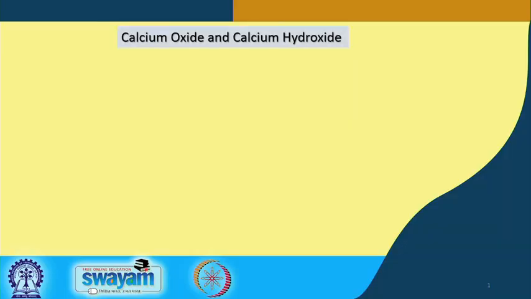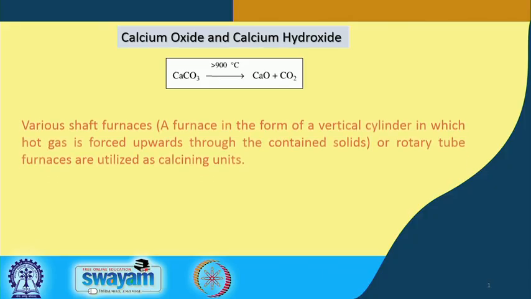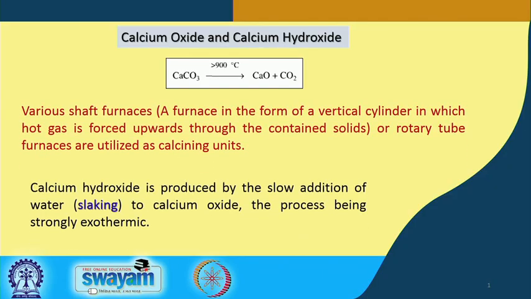Hello, welcome everybody to the class where we are talking about industrial inorganic chemistry on calcium. We have seen how we can get calcium oxide and calcium hydroxide from the natural resources, and how calcium oxide, the quicklime, can be processed using different furnaces. This we have discussed last time.